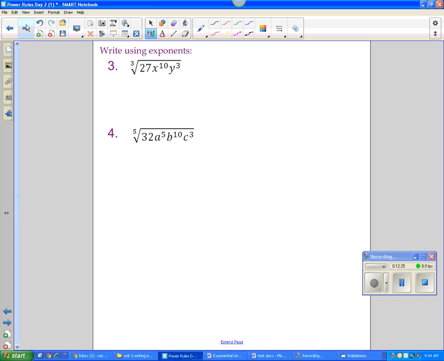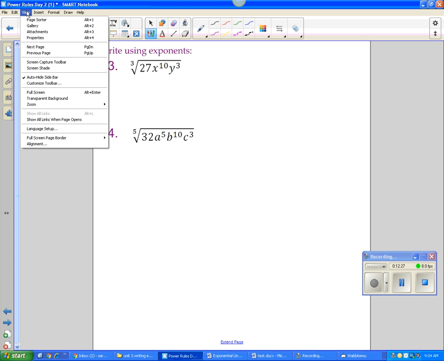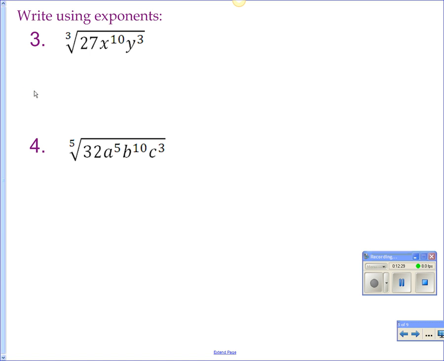All right. Number 3. Samaria, help me with the first part. What am I going to write? Very good. 27 to the 1 over 3. Good. Elijah, help me with the next part. What should I write? Very good. X to the 10 over 3. And Stephen A., what do I do for y?